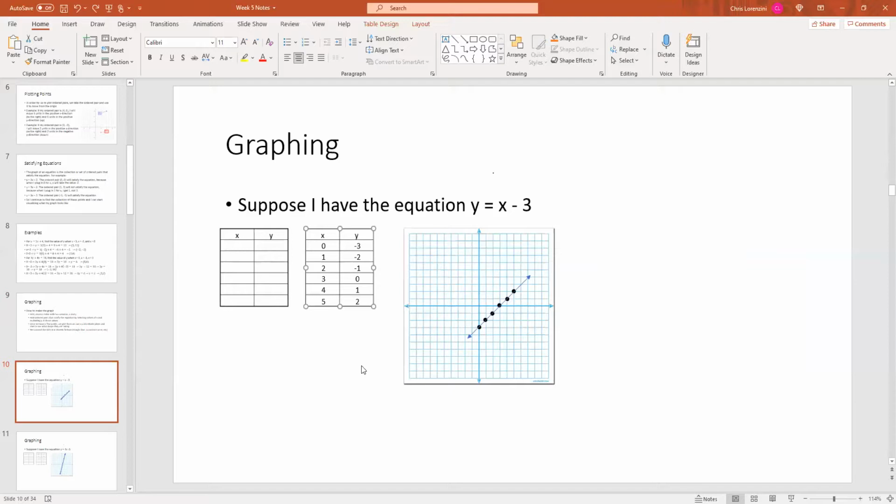Again, we need a minimum of 2. Always good for us to have at least 3. Gives us just a sanity check that we haven't screwed up something. I then plot all of those points. (0, negative 3). (1, negative 2). (2, negative 1). (3, 0), (4, 1), (5, 2), all those dots right there. And then I connect a line that goes through all of them.